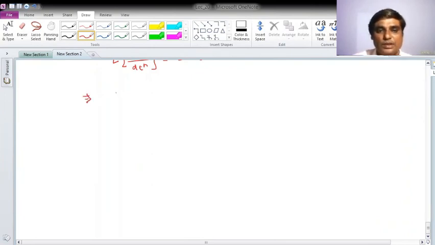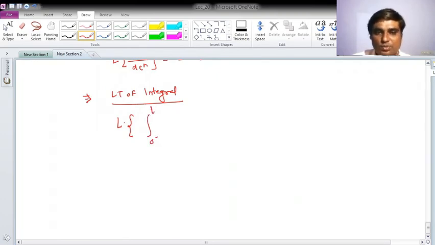Similarly, for the integral, what is the Laplace transform of an integral? Because this also we are using so many times. So if I would like to find out the Laplace transform of the integral from 0 negative to t of x of t dt, what is it? Okay, so to do this, use the same approach.